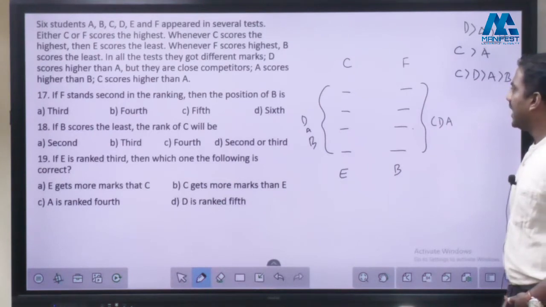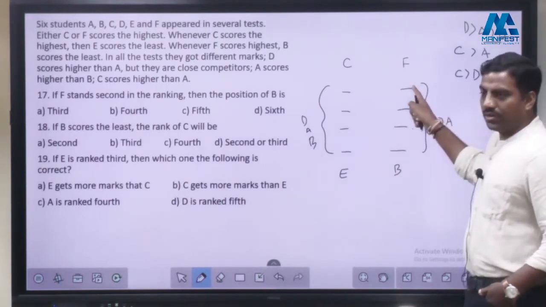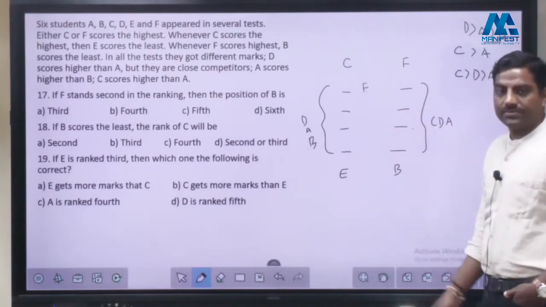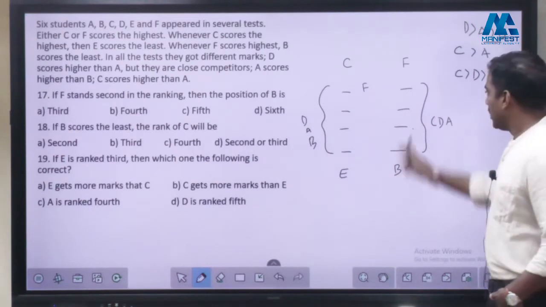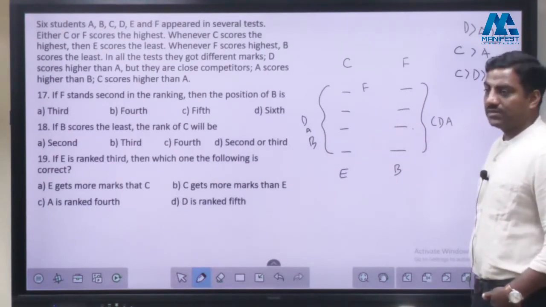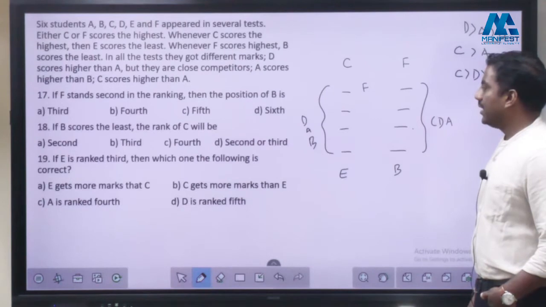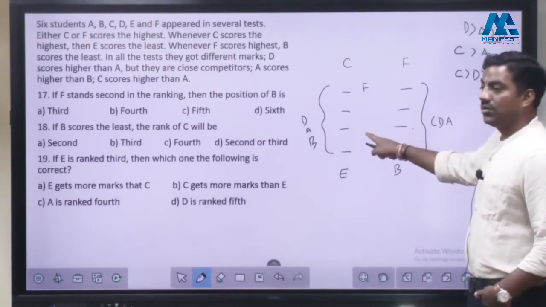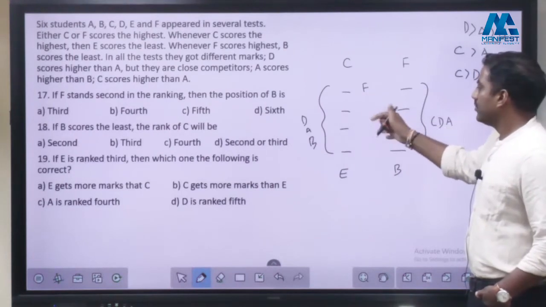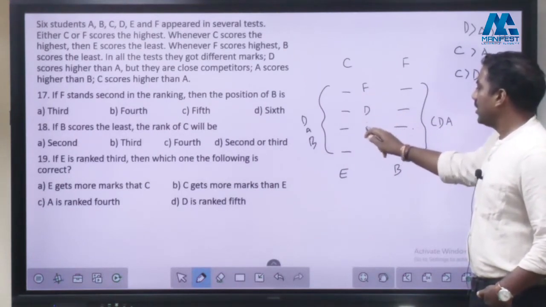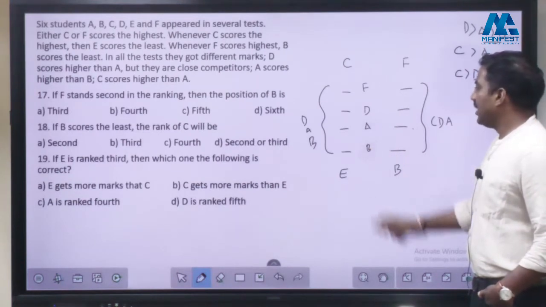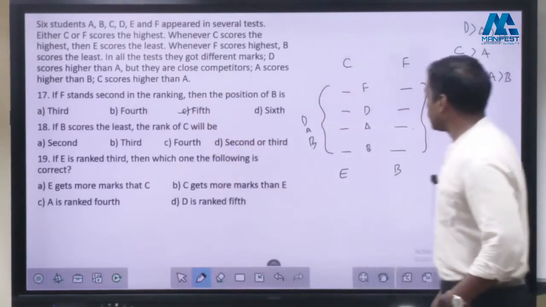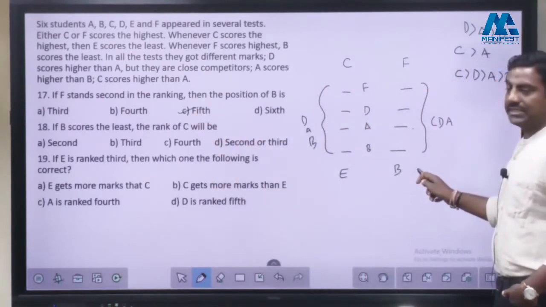Now let us check the questions. If F stands second, this is gone, no? If F stands second, DAB will take these places? Yes or no? DAB will take these places. Now, if F stands second, then position of B is 5th or 4th. F is second, D here, A here, B here. So what will be the position of B? 5th. If B scores the least, then this is the case.